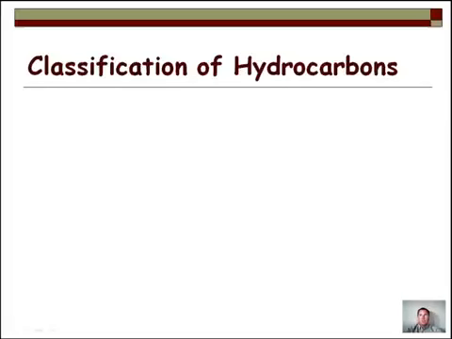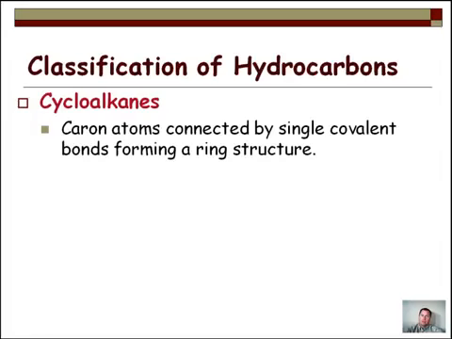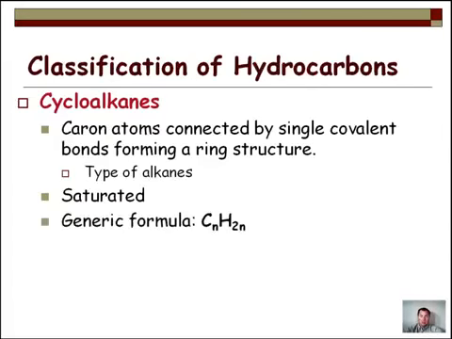Now, something cool that these alkanes can do is they can form into a circle or a sphere kind of thing. And we call these cycloalkanes. They're carbon atoms connected by a single covalent bond, so we're still in the single bond, but they form a ring structure or a circle structure. They are a type of alkane because they have the single covalent bonds. They are still saturated.